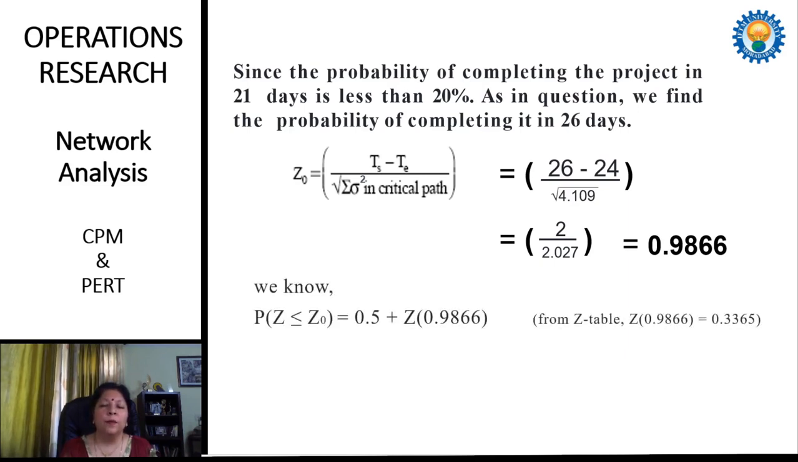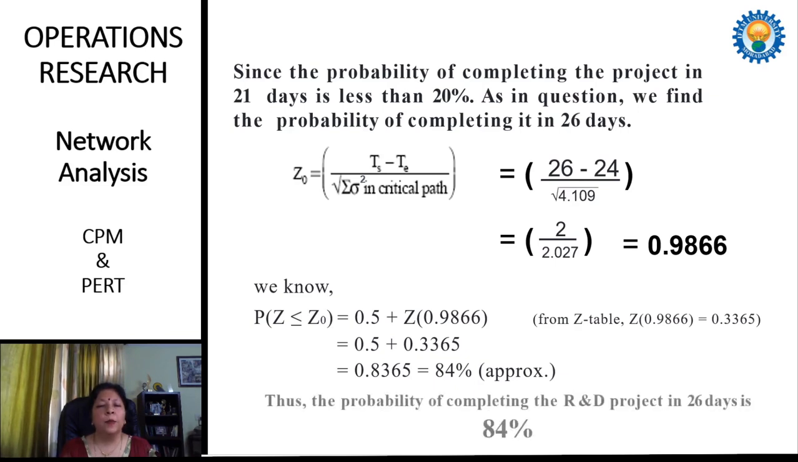Now we find the probability using the same formula, and the value of z from the z table for 0.9866 is 0.3365. By adding 0.5, the value becomes 0.8365. In terms of percentage, it is 84%. Therefore, the probability of completing the R&D project in 26 days is 84%.